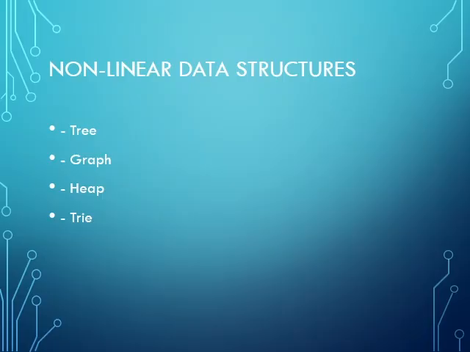Non-linear data structures allow data to be stored in multiple levels or relationships. Examples include trees, graphs, heaps, and tries. We see them everywhere. File systems are trees, social networks are graphs, and heaps are used in operating systems for scheduling.